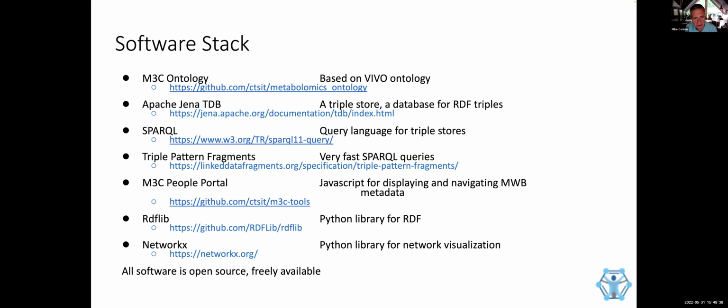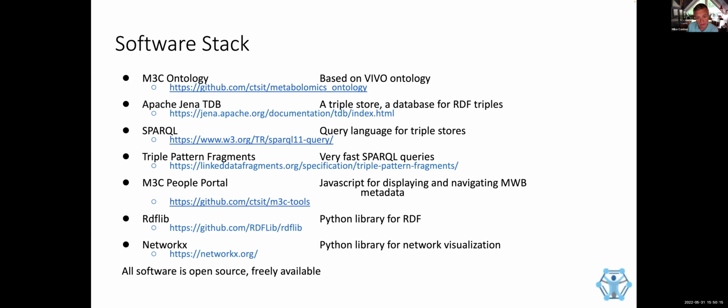The Apache Jena TDB, so the Apache project has produced a triple store that's freely available. We use SPARQL, a standard query language for triple stores. We use something called Triple Pattern Fragments from Ruben Verborgh, who produced a method for creating very, very fast triple queries. We developed JavaScript to show the data as web pages. We use RDFLib for any kind of statistical analysis or processing of the triples, and we use NetworkX, a Python library for network visualization.